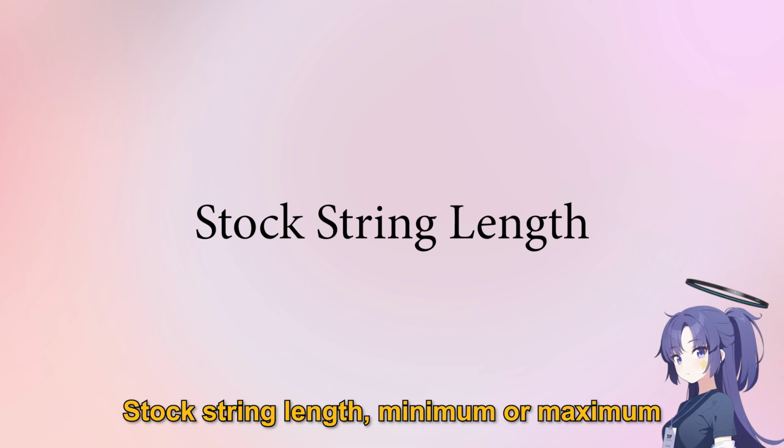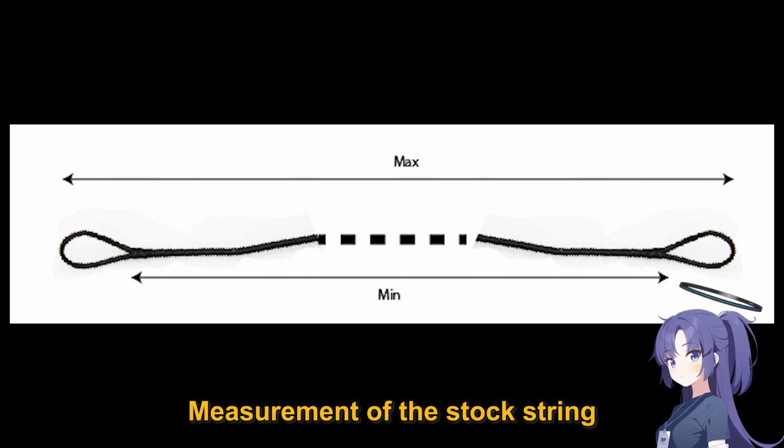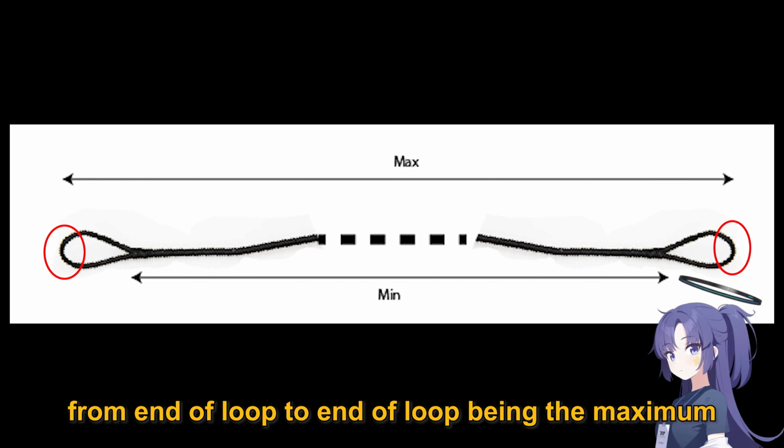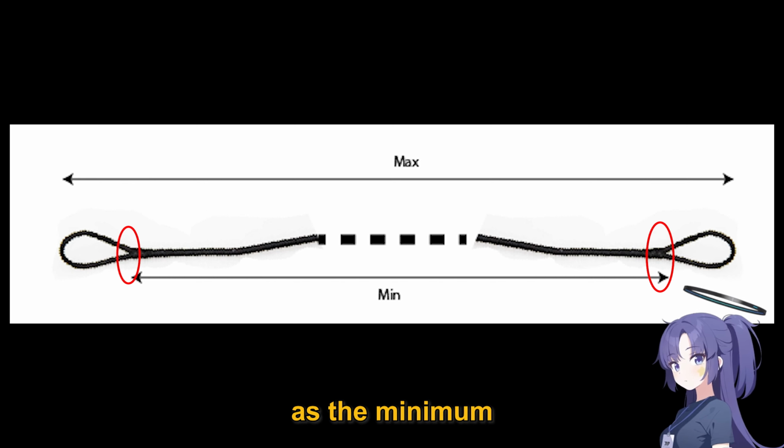Stock string length, minimum or maximum. Measurement of the stock string, from end of loop to end of loop being the maximum, and from closest point along each loop as the minimum.